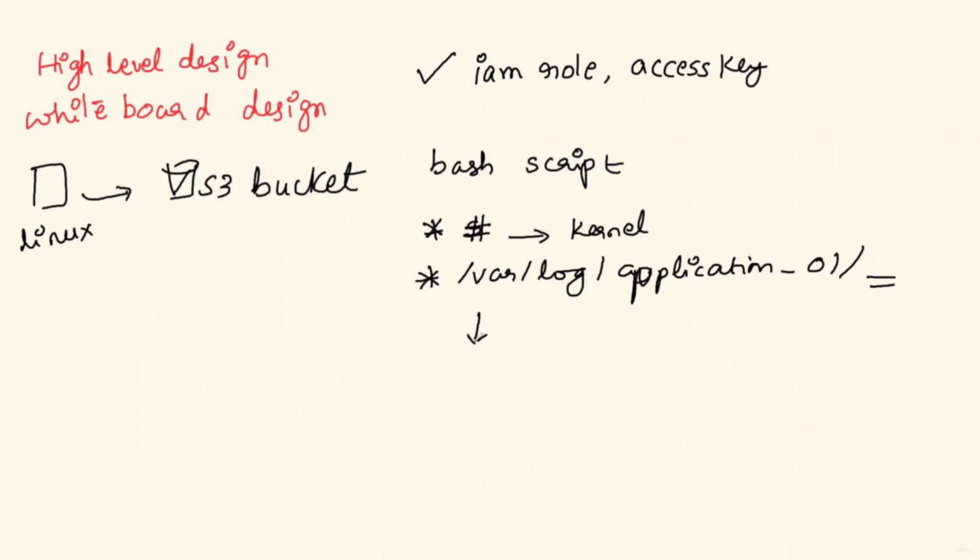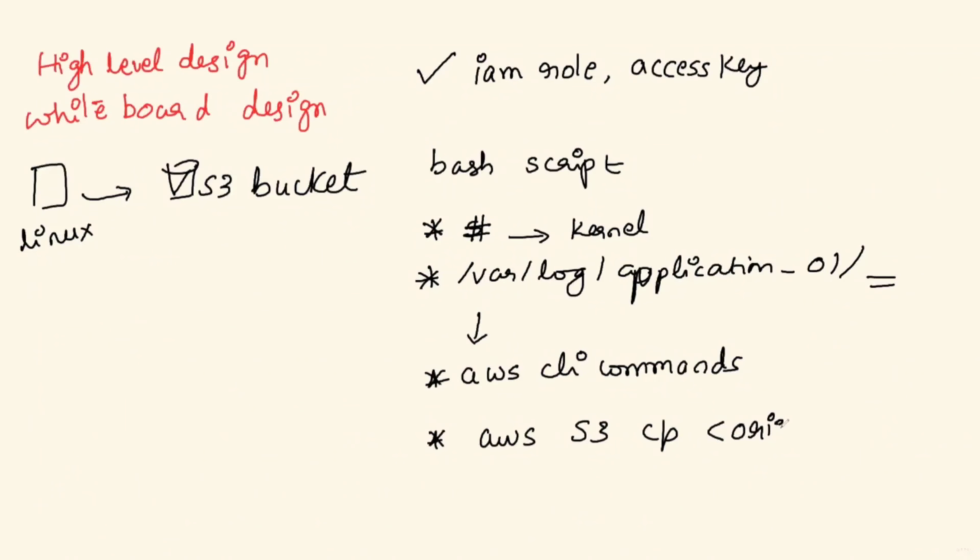I'm going to take this particular path. They want this script to be running at a certain time, right? Now I can use AWS CLI commands, which you might have learned as a part of your AWS training. Using the AWS CLI, I can do aws s3 cp, origin. What is the origin? The origin is this particular location, and then the S3 bucket location. I will combine all of these and prepare the script.